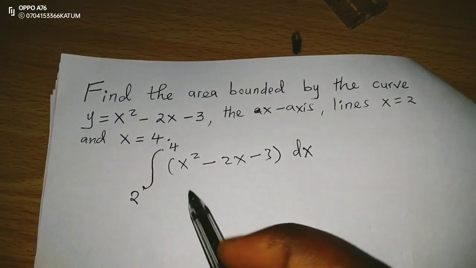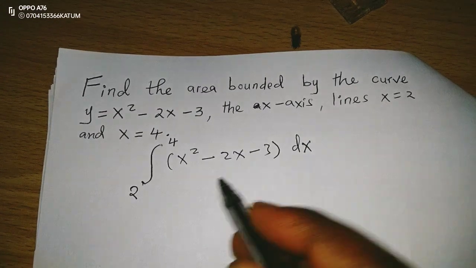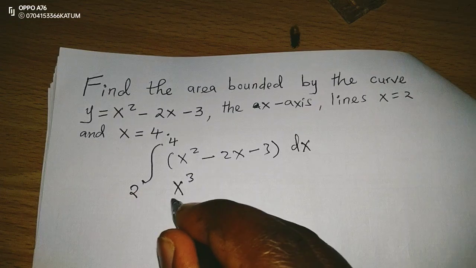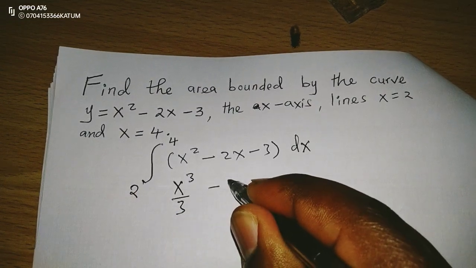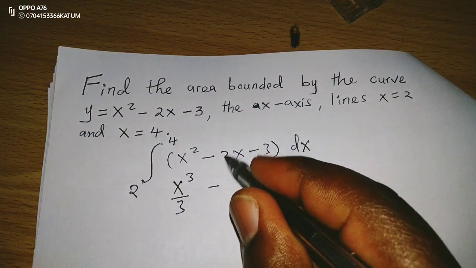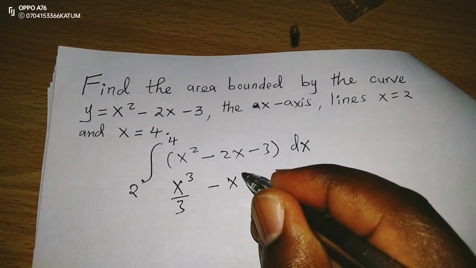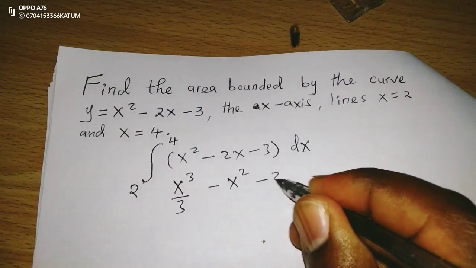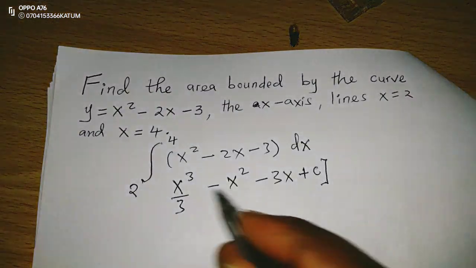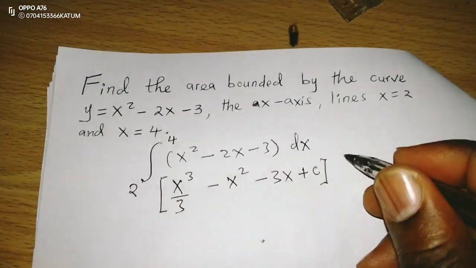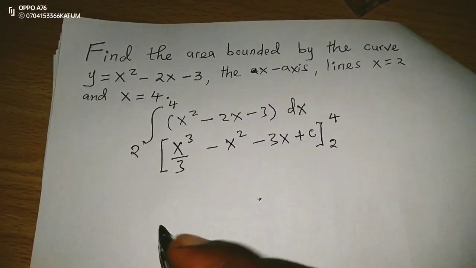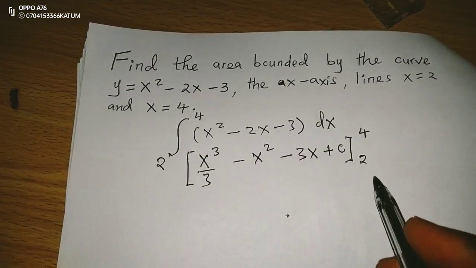So we're going to have the integration of this function, whereby it becomes x to the power 3 over 3, then minus 2x, this becomes x squared, and the 2 cancels, so we remain with x squared, minus 3x, and a constant of integration. This is going to happen between 2 and 4. Therefore, we substitute 4 and subtract when we substitute 2.